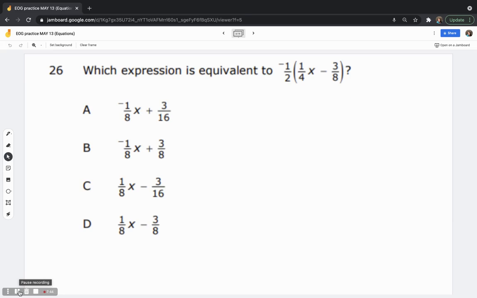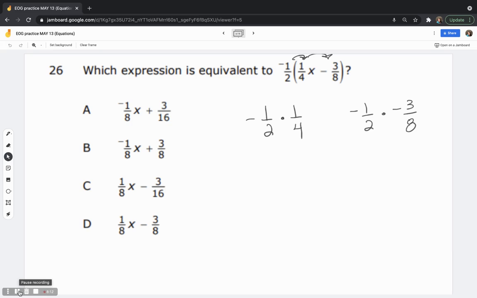Our next question says, which expression is equivalent to negative 1/2 times 1/4 x minus 3/8? So again, I have a number outside the parentheses, so that means I'm going to multiply it by what's inside the parentheses. So negative 1/2 times 1/4, and then negative 1/2 times a negative, make sure you're taking the sign with it, 3/8.